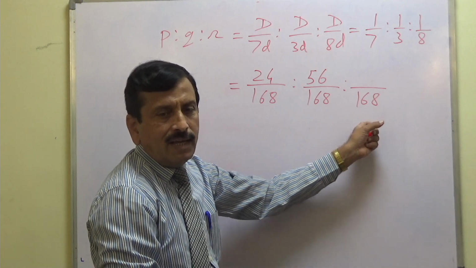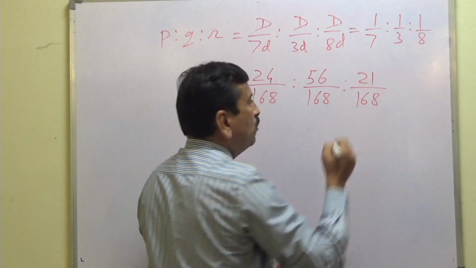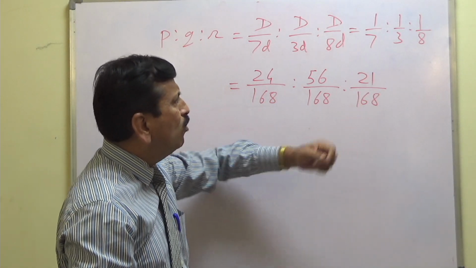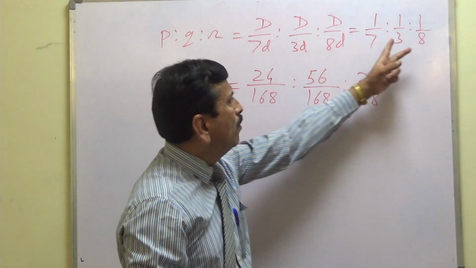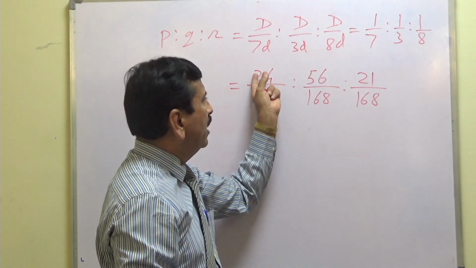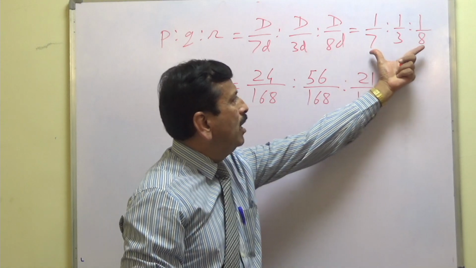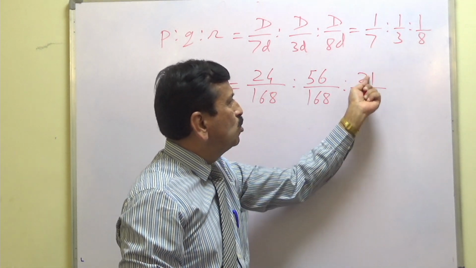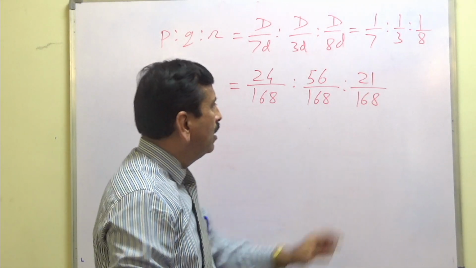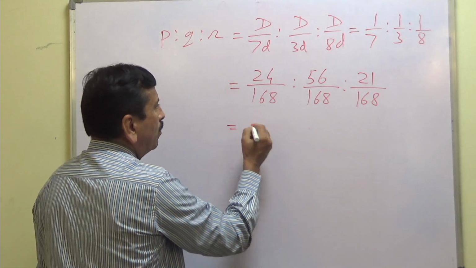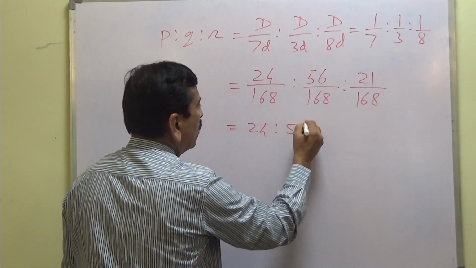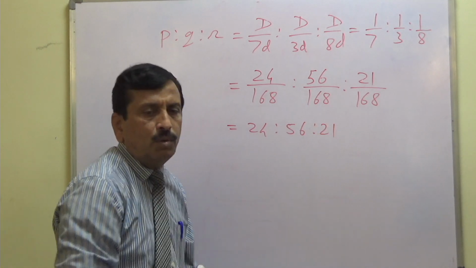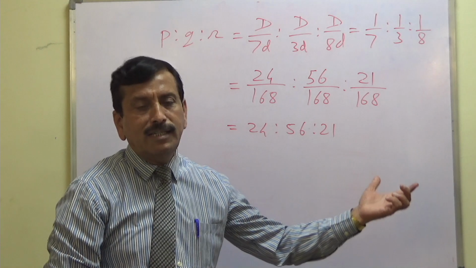1 by 8 I am expressing as 21 by 168. Typically you will find that when it is 7, the multiplication of these two, 8 into 3, I am taking here. When it is 3, the multiplication of these two I am taking here. When it is 8, the multiplication of these two things I am taking over here. Simple one. Now as 168 is common to all of them, the ratios will be 24 to 56 to 21, and therefore we get the answer in a simple way.